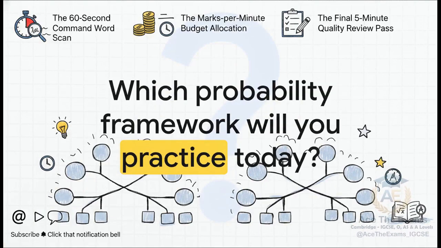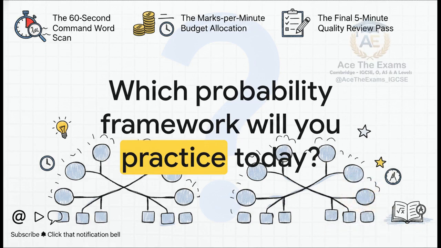benchmarks. Let's wrap this up by distilling this entire session into 3 universal optimization rules. Rule 1, the 60-second command word scan. Never start writing until you know exactly what the examiner's verb is demanding. Rule 2, the marks per minute budget allocation. Never spend 10 minutes grinding out a tiny 2-mark question. You have to keep moving. And Rule 3, the final 5-minute quality review pass. This is where you lock in your context and verify your formats.